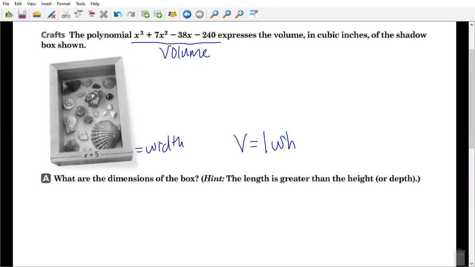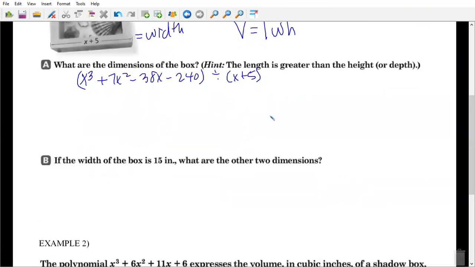I have multiplying, so the opposite of multiplying is division, right? So I'm going to use division. At this point, I have the choice. If I'm dividing x cubed plus 7x squared minus 38x minus 240 by x plus 5, I have the choice to do long division or synthetic division. The reason why is because this is a linear divisor. So when possible, I choose synthetic. If you're a long division person, by all means, use long division.